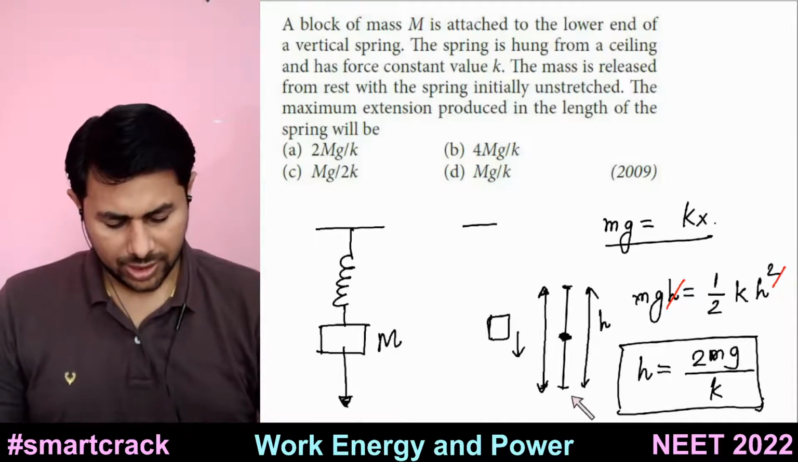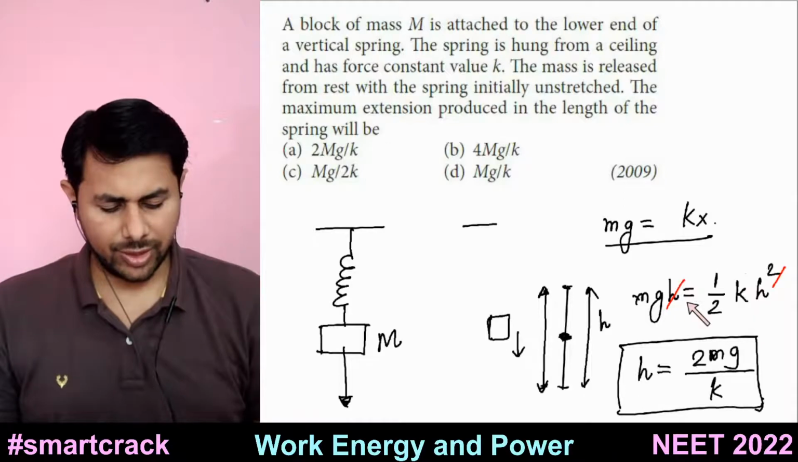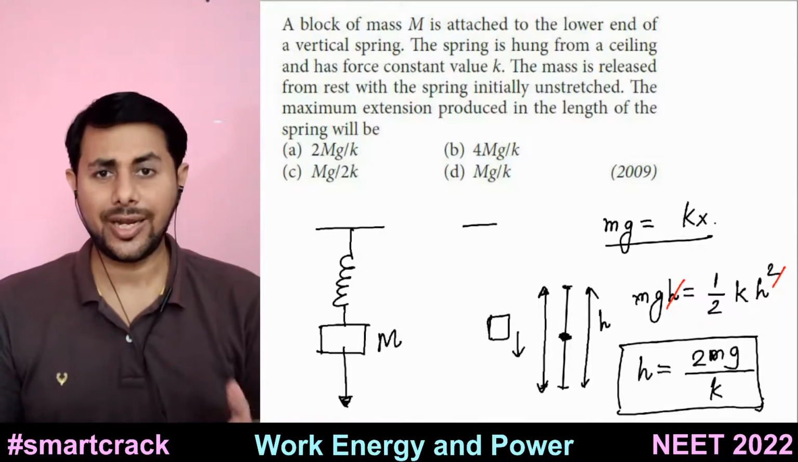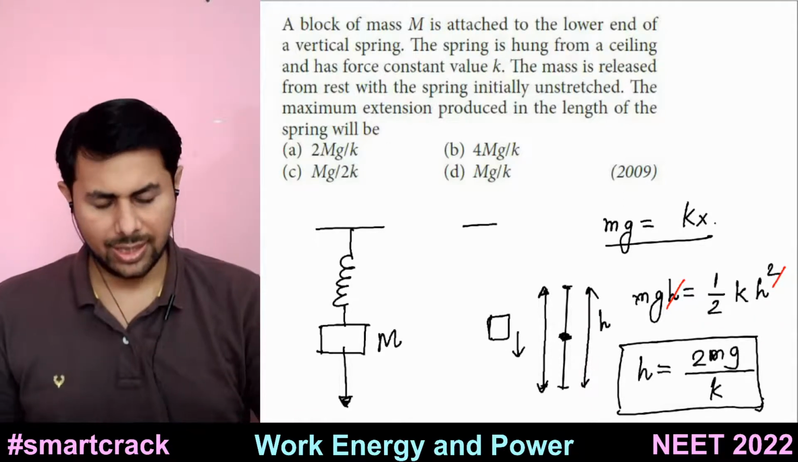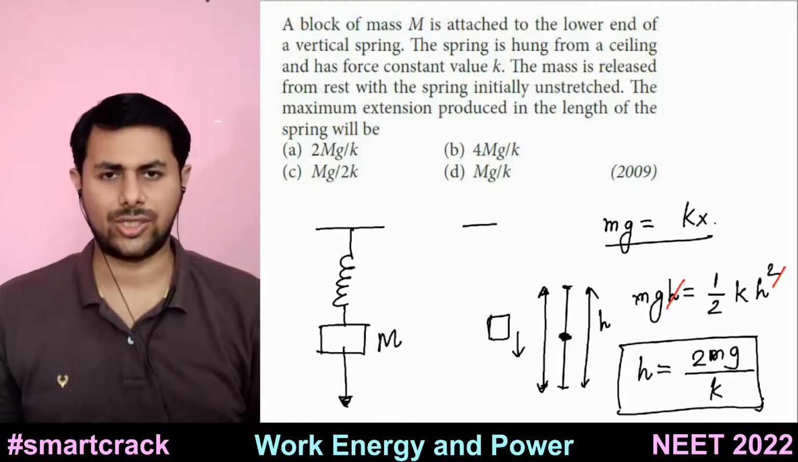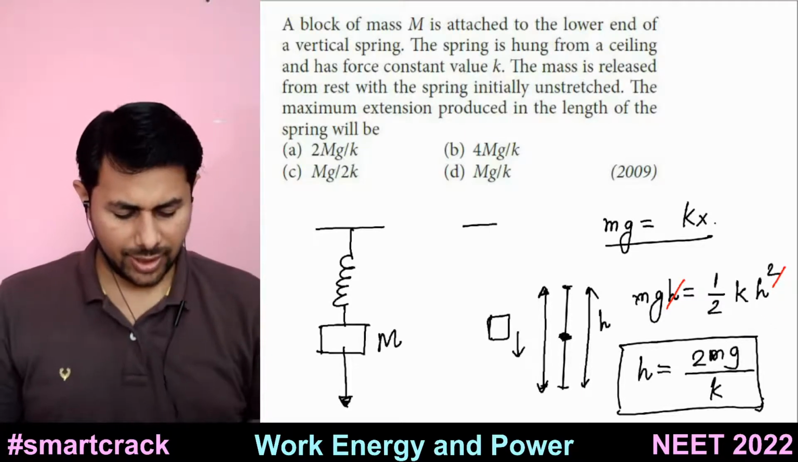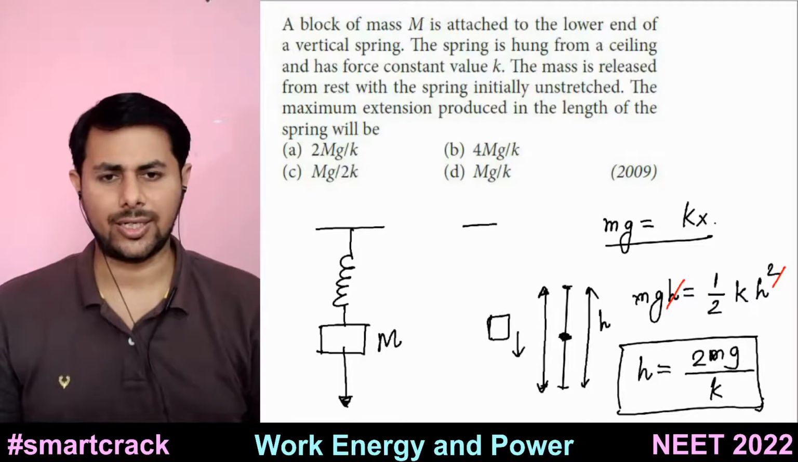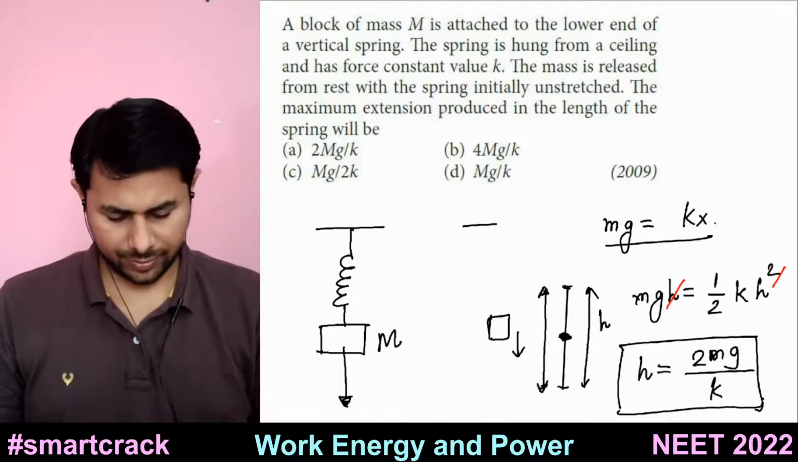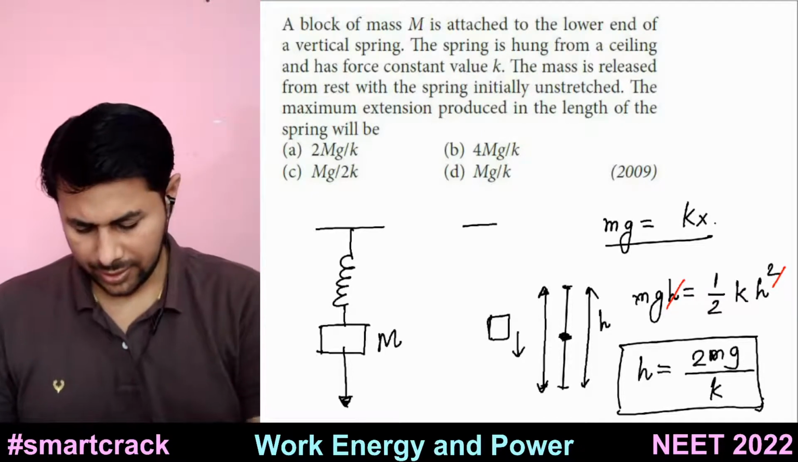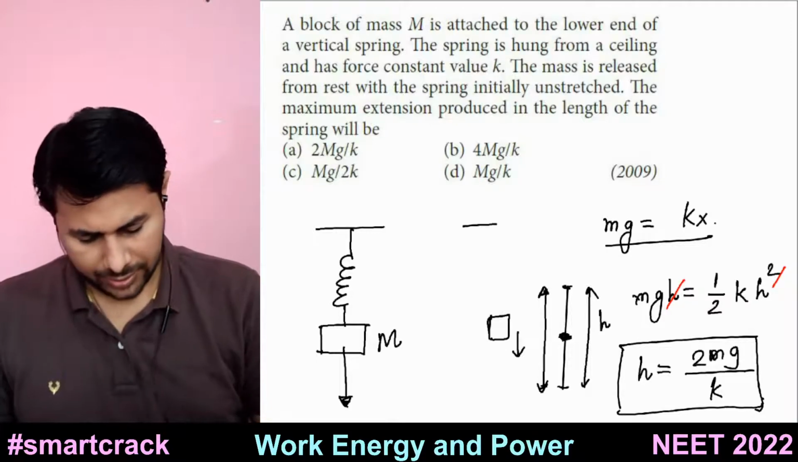The change in potential energy is equal to what? The spring energy, half of k into x square. But how much is x? How much is the displacement? It is h. All right. So then we get this value of h. Okay. So the answer is option A.